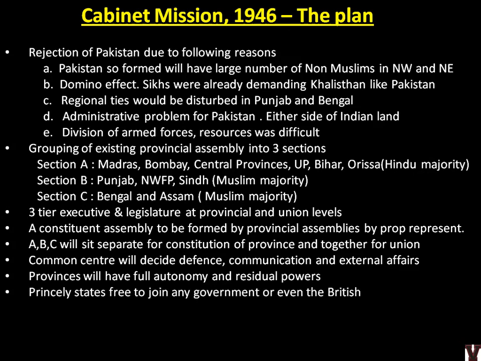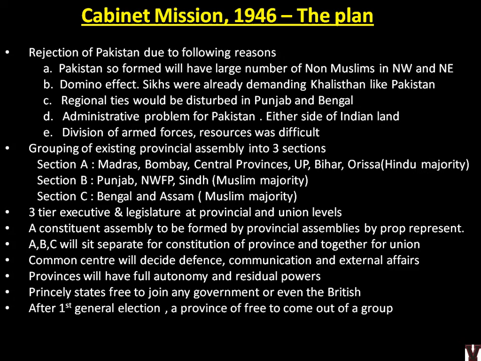Princely states were free to join any government or even the British. So even for our princely states, they did not make a clear-cut plan. They said they can join any of the governments or they can even join the British. That means they can consider the British as their supreme leader. After the first general election, the province was free to come out of the group. So it was again a bizarre kind of rule.